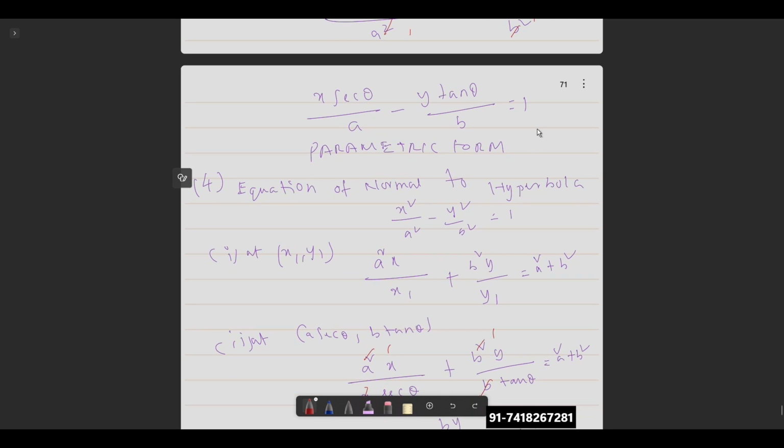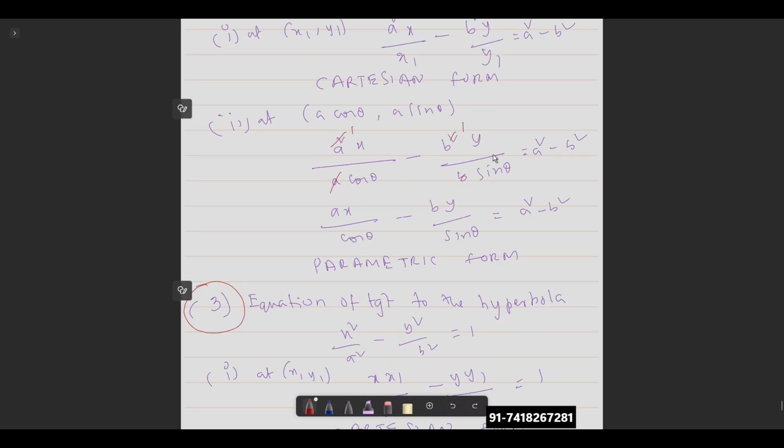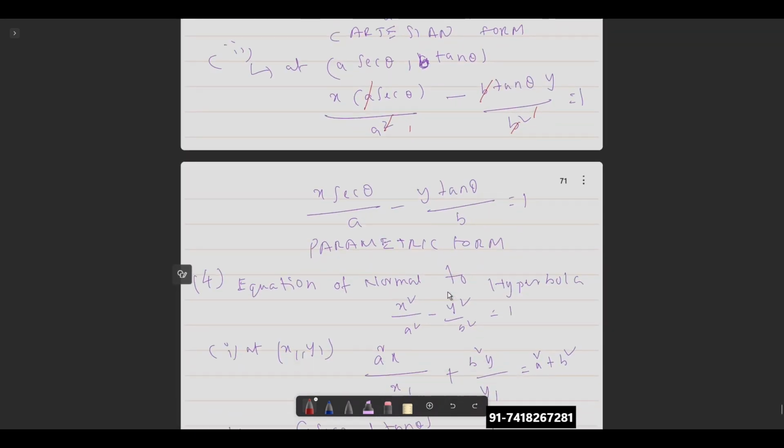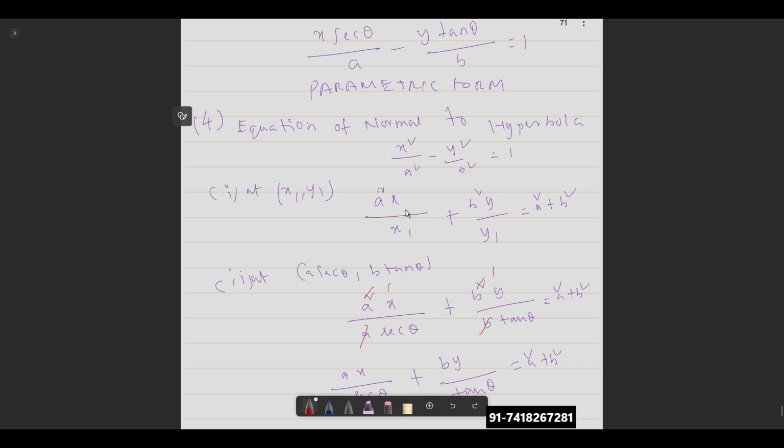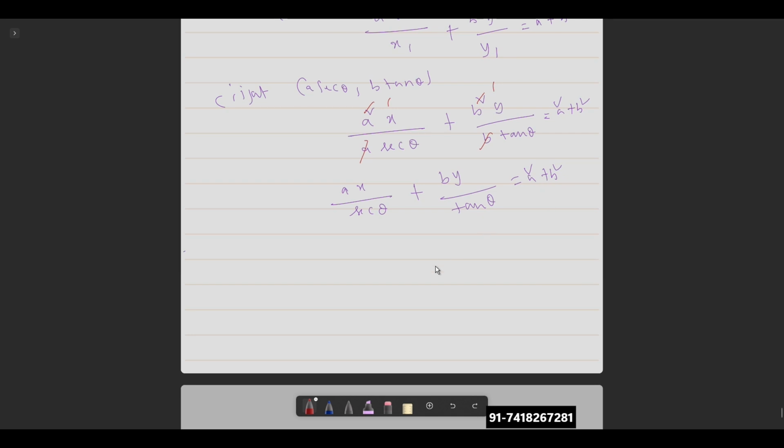Coming to the normal form, the same a squared x by x1, instead of minus it will be plus here. If you see here, these are the minus signs, so you'll get plus here. A squared x by x1 plus b squared y by y1 equal to a squared plus b squared. This is the Cartesian form. For the parametric form, simply substitute a secant theta, b tan theta in the equation. So a will go off, and then ax by secant theta plus by by tan theta equal to a squared plus b squared. This is your parametric equation.